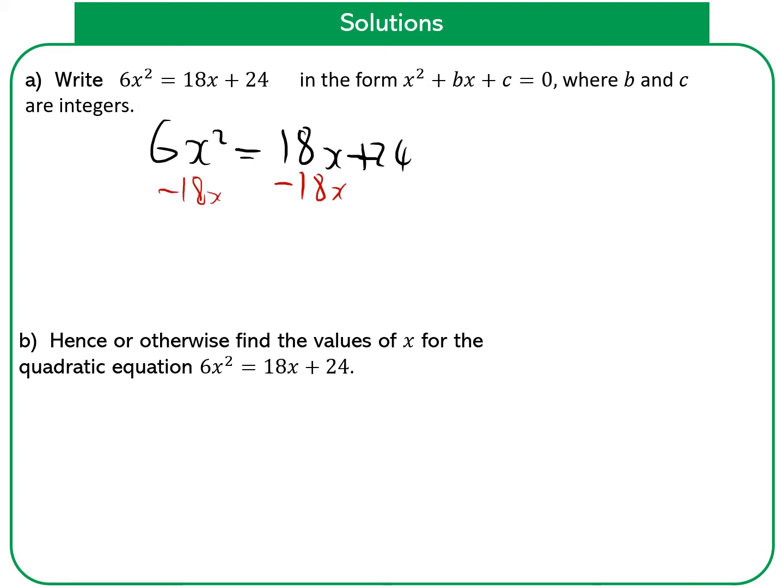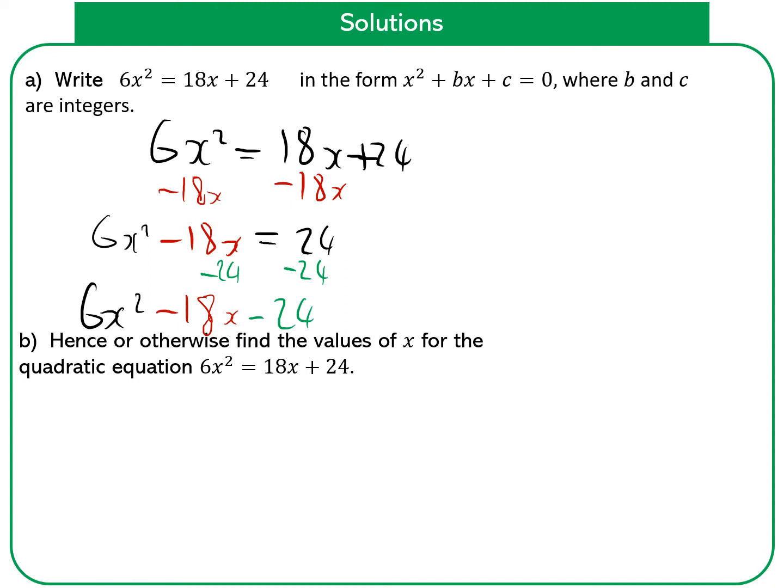Opposite of adding on 18 is taking away. So I've got 6x squared minus 18x equals 24. Opposite of plus 24 is to take it away. 6x squared minus 18x minus 24 equals 0. I'm just going to rewrite that so I can see it up here and do my final bit of working.